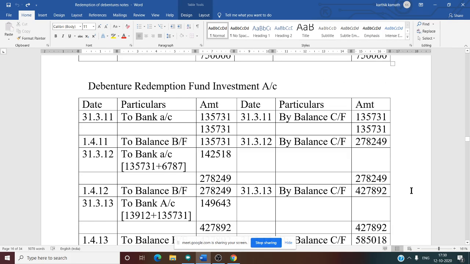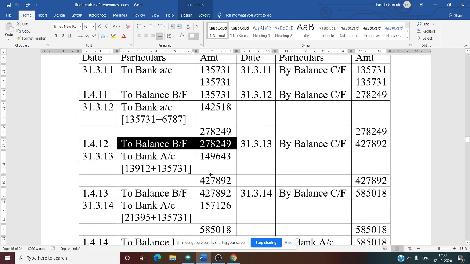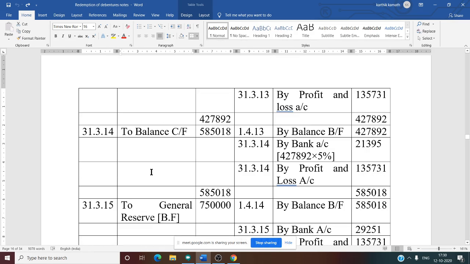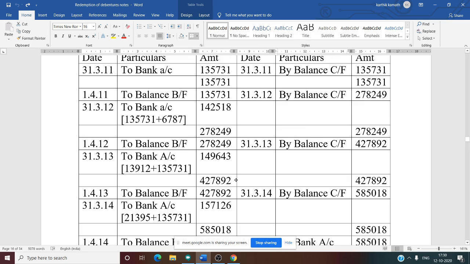Now you need to do it for the third year. Same thing: bank, to balance brought forward, that is the closing balance brought forward. Then bank account: P&L information plus interest. How do we calculate the interest? 2,78,249 into 5%, or else you can see the previous account and you will get the interest value, 13,912. So the total of the third year is 4,27,892.